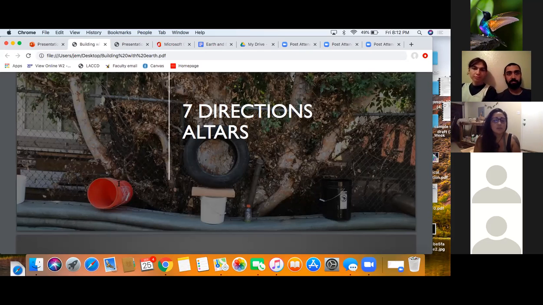And what I'm imagining is these 7 altars, these 7 direction spaces being used with objects found in my garage, like buckets and tires and things like pipes. We're using pipes also, that we can use as sacred space, but to maybe even help each other, showcase each other's work as artists.